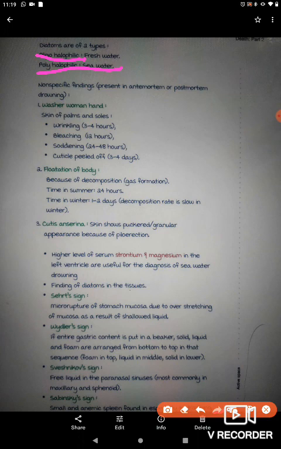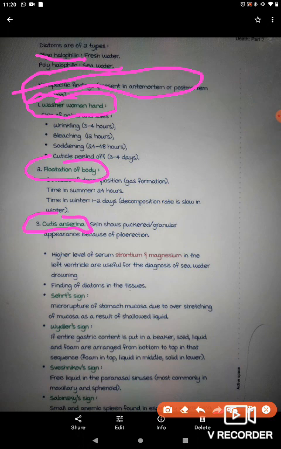Now let us see other non-specific findings seen in antemortem or postmortem drowning: washerwoman hand, flotation of the body, and cutis anserina. These three are seen and are non-specific. Flotation of the body occurs because of gas formation. We know putrefaction and decomposition: in summer it takes only 1 day, and 1 to 2 days in the winter because the decomposition rate is slow.